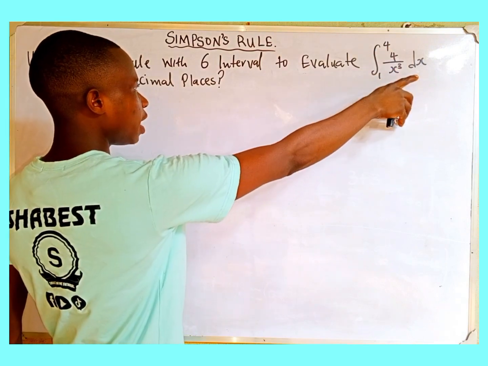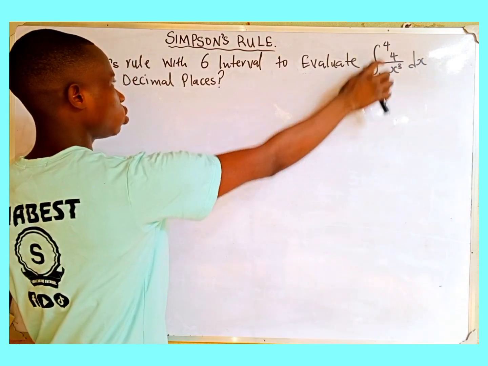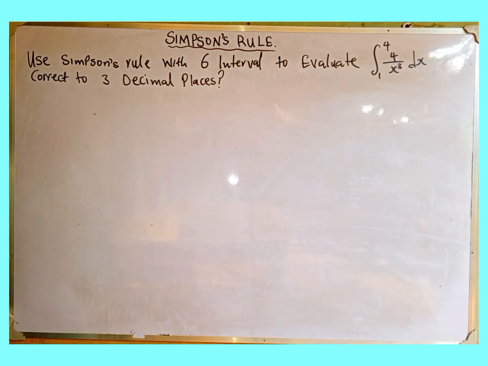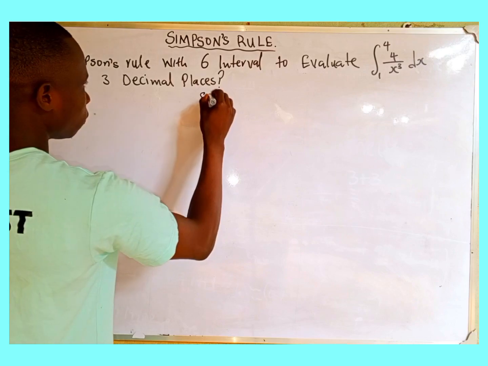So the question on the board reads: use Simpson's rule with 6 intervals to evaluate the integral of 4 over x cubed dx, with limits from 1 to 4, correct to 3 decimal places. So let's get started. Solution.